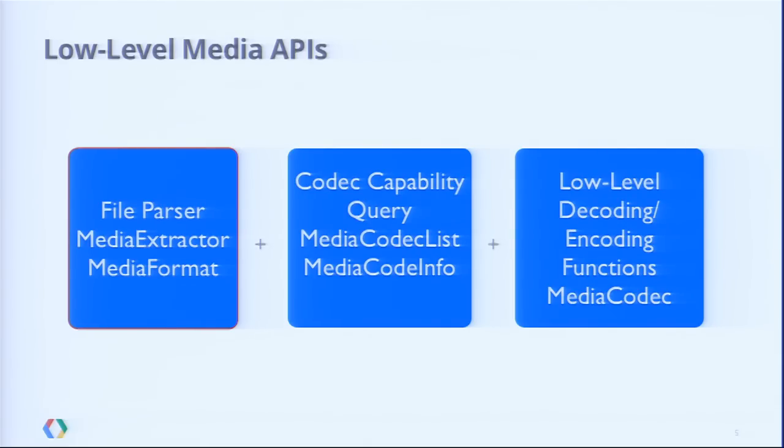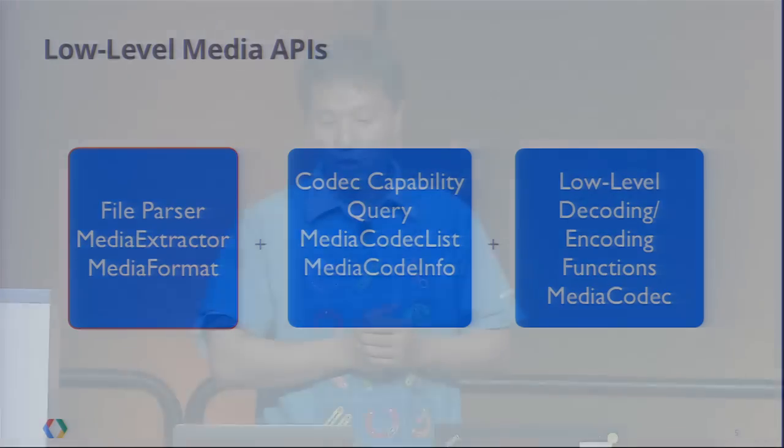So that's why you need the third part of the API, which is the MediaCodec Java class. This class provides you direct access to the decoding and encoding functions of the available media codecs on an Android device. So I will start with the first part, the file parser.